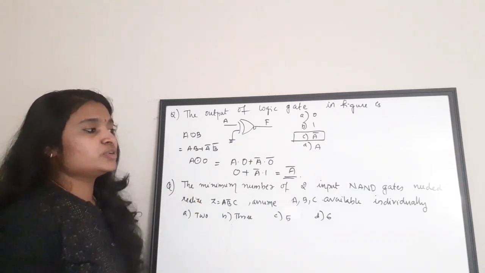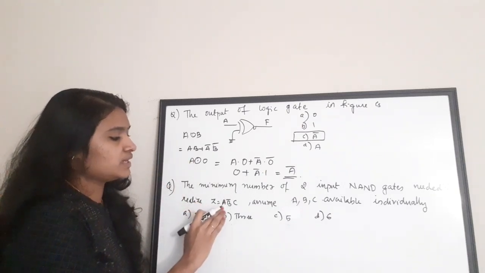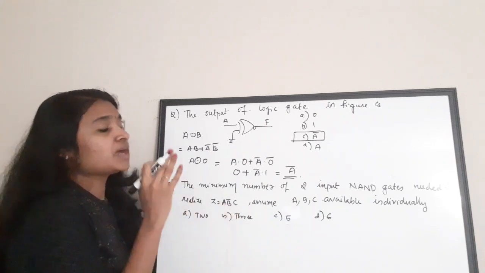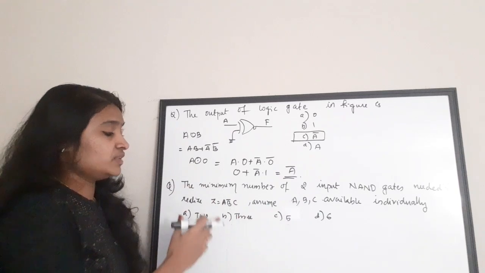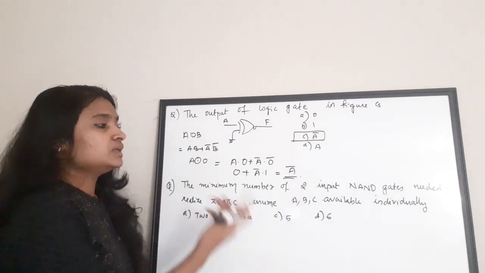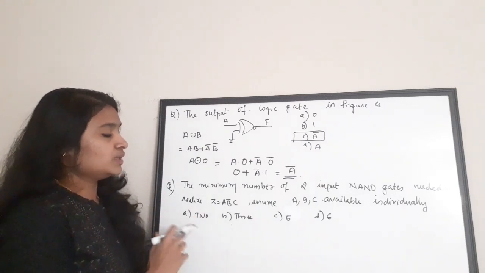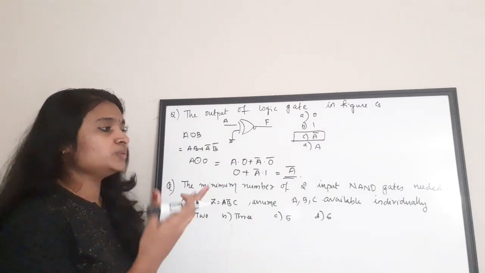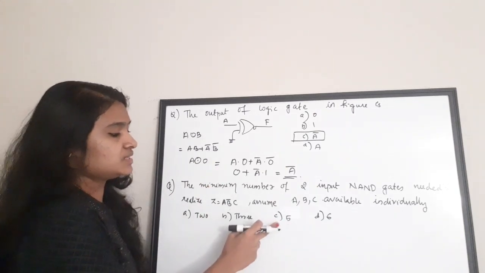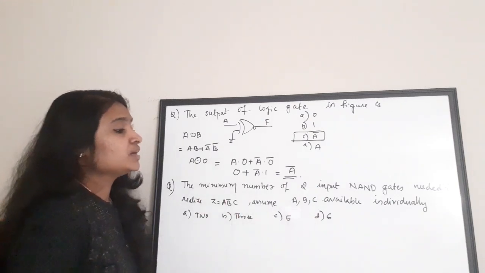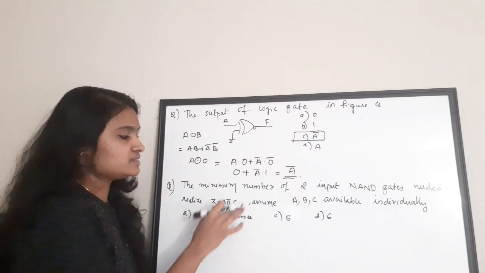Okay, let us do the next question. The minimum number of 2 input NAND gates needed to realize Z is equal to A, B bar, C. Assume A, B, C available individually. That is, we are not getting the product term, the variables A, B and C are available individually. So what is the result? That is, how many 2 input NAND gates do you need? Option A 2, option B 3, option C 5, option D 6. So how many NAND gates do you need to realize this expression?